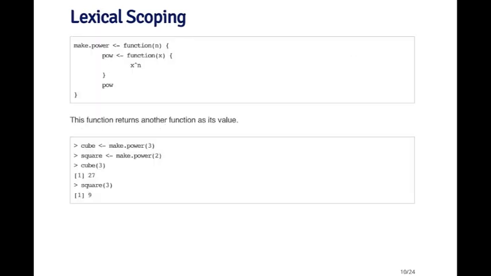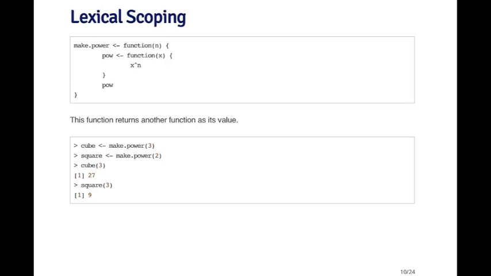So I'm going to define a very simple function here. And often these kinds of functions come in the form of what you might think of as constructor functions. So the idea is that the function is constructing another function. So here's what I want to do. I want to create a function called make.power. And what make.power takes as input is a number n. Inside the make.power function, I define another function called pow, and pow is going to take an argument called x. And what's going to happen is that the pow function is going to take the argument x and raise it to the power n. And make.power returns the function pow as its return value.